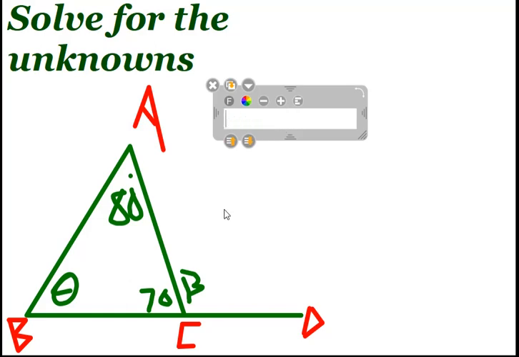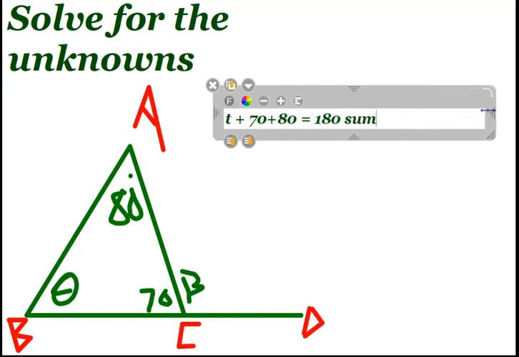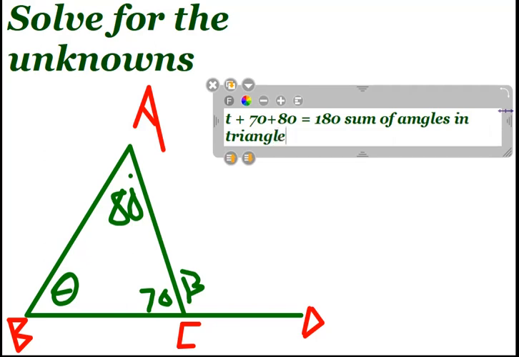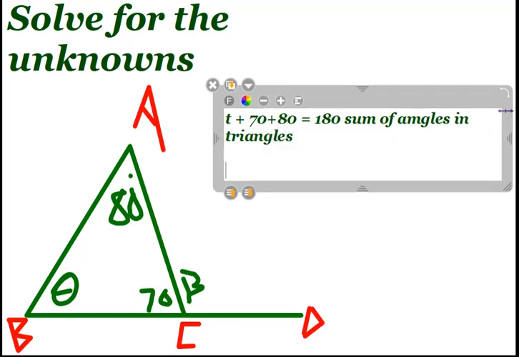So the easiest thing to do here is to get theta by using sum of angles in a triangle. So theta plus 70 plus 80 degrees is equal to 180 and always will, because sum of angles in a triangle. So let's write that down. Sum of angles in a triangle always add up to 180 degrees.